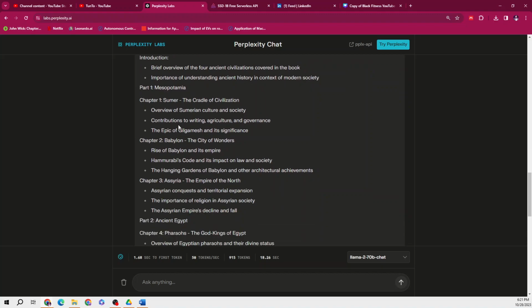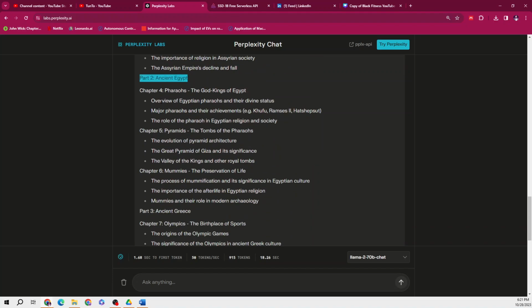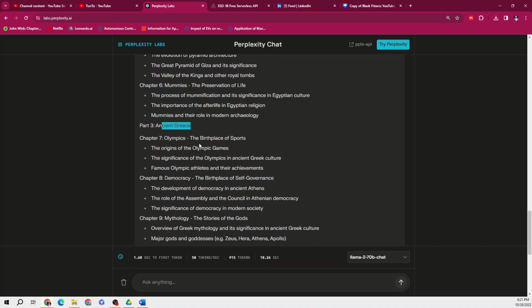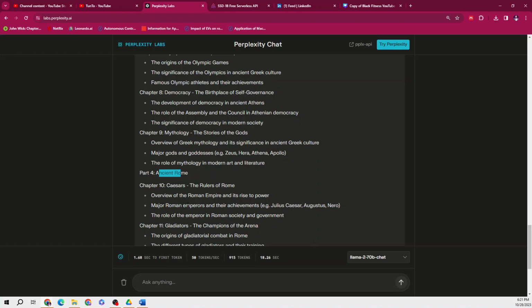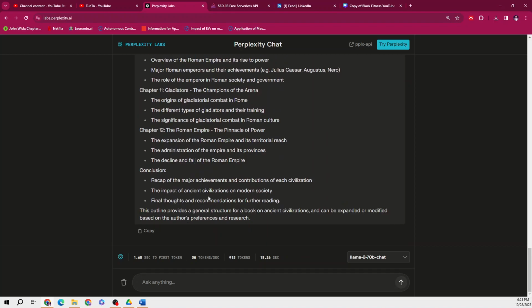Then its first part will be based on the cradle of civilization, city of wonders, and Assyria, the empire of the north. Then its second part will be on ancient Egypt, in which I will discuss the pharaohs, pyramids, and mummies. After that, I will move to ancient Greece: the Olympics, democracy, and mythology. And then I will move to ancient Rome: the Caesars, gladiators, and the Roman Empire. And after that, we will conclude this book.